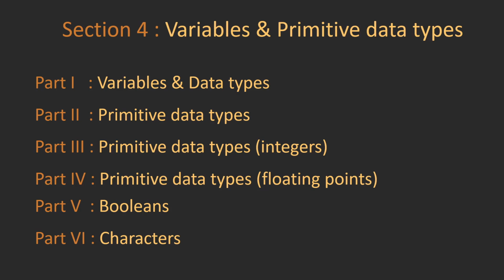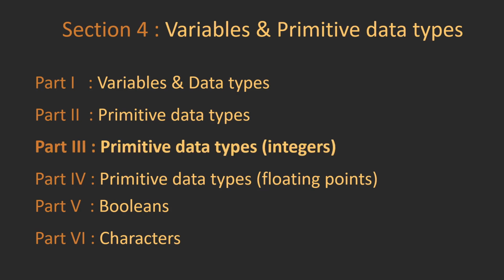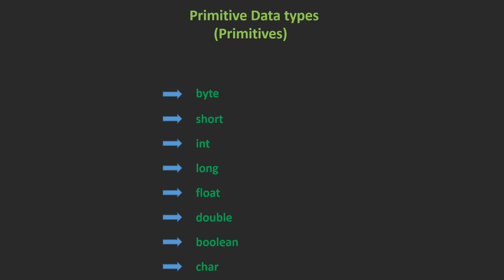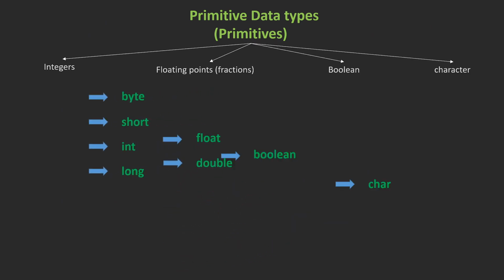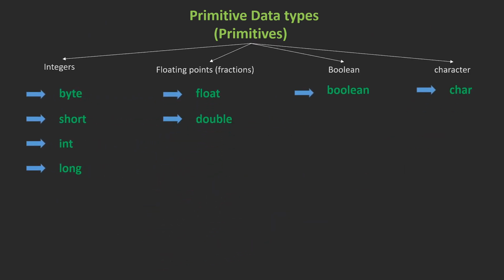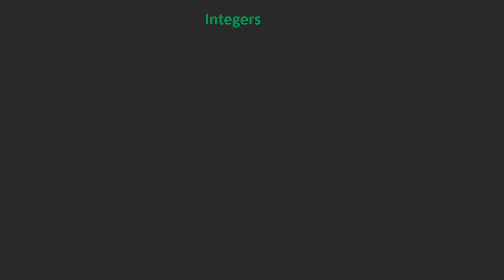Hi everyone, and welcome back in part 3 of this section, the primitive data types, integers. So now after seeing the classification of primitive data types into 4 categories, which are integers, floating points or fractions, boolean, and character, let's take a closer look at each category, and let's start with the primitive data type integers. In order to store your $1 million balance inside and save it from robbers.